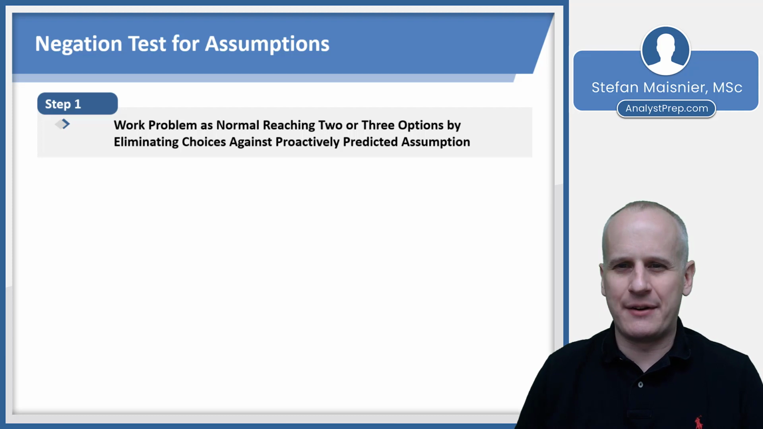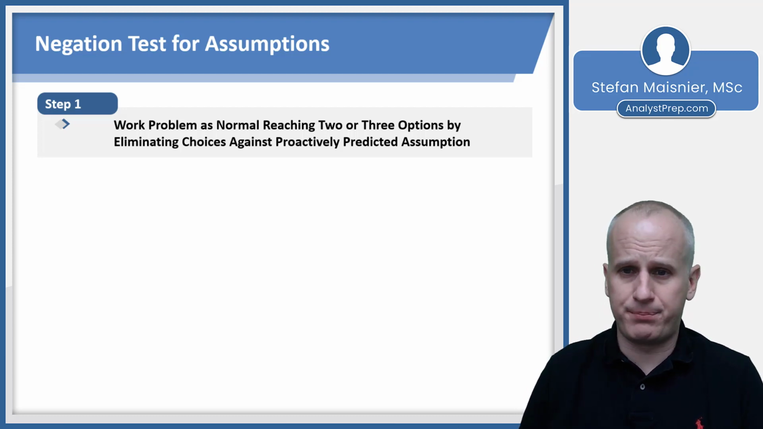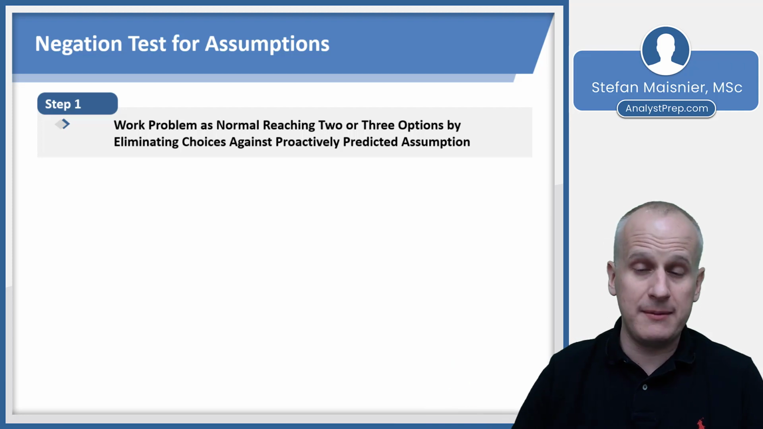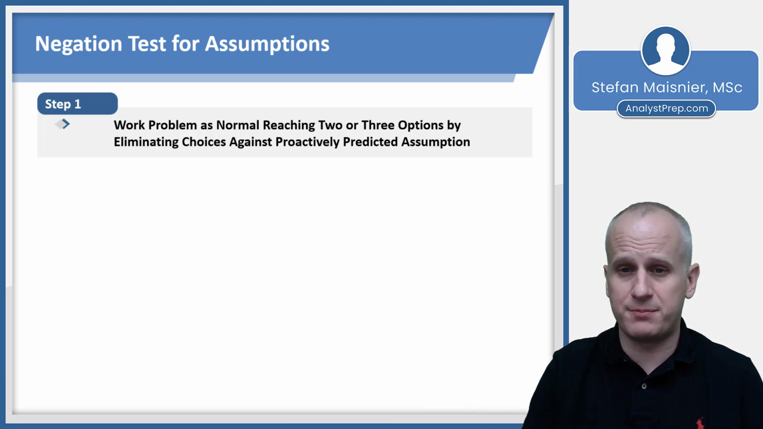You don't want to negate everything. It's just too time consuming. So instead, work through the problem as normal, predict your assumption broadly based off the type of argument that you see, and then eliminate. And potentially, like we saw with the example just previous to now, you won't even need to apply the negation test explicitly.